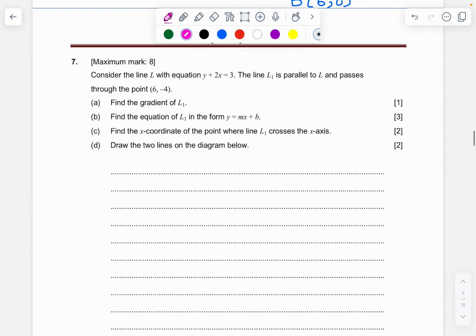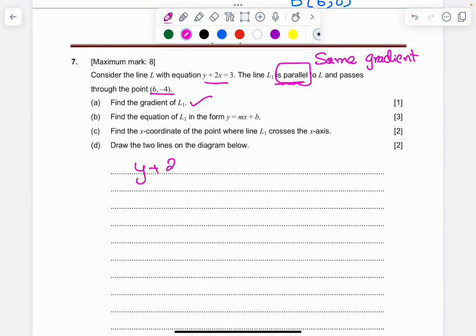Question number 7. Consider the line L with the equation y plus 2x equals 3. L1 is parallel to L. Parallel means the gradients are the same, the gradients are equal. And L1 passes through this point. Find the gradient of L1.